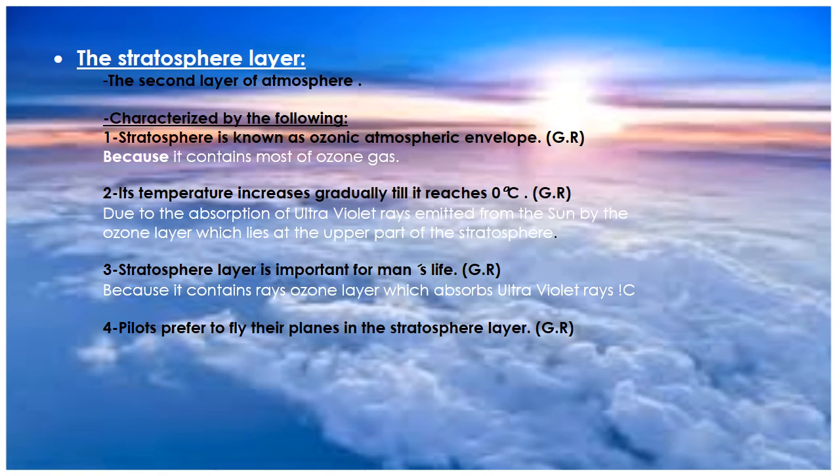Number 3, the stratosphere layer is important for human life because it contains the ozone layer, which absorbs harmful ultraviolet rays. And number 4, pilots prefer to fly planes in the stratosphere layer because it doesn't contain clouds or atmospheric turbulence, and the movement of air is horizontal. So there is no disturbance in the stratosphere. It is an easy layer to fly in.